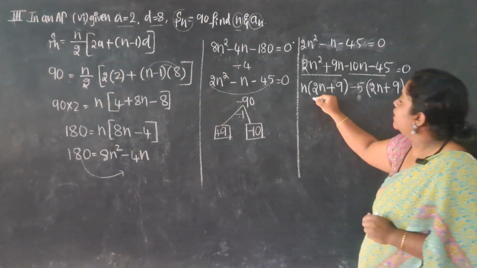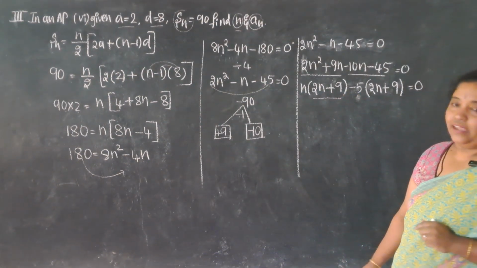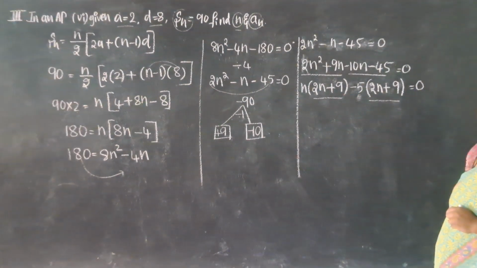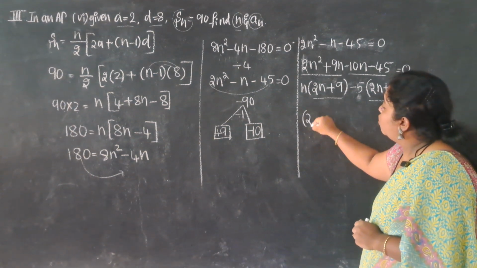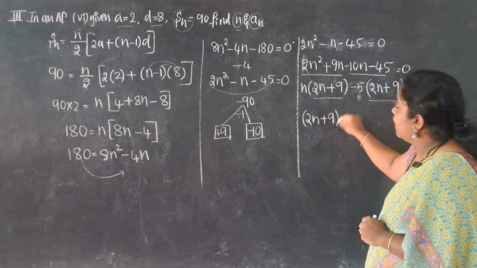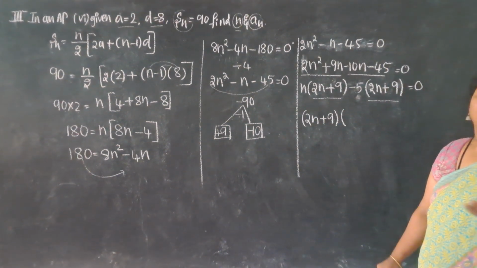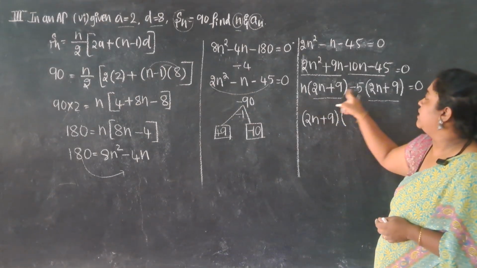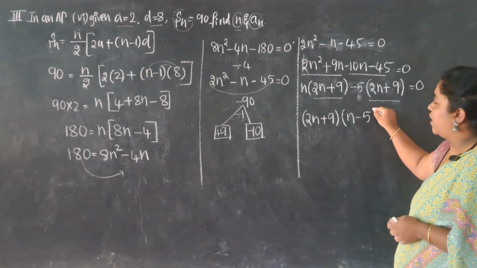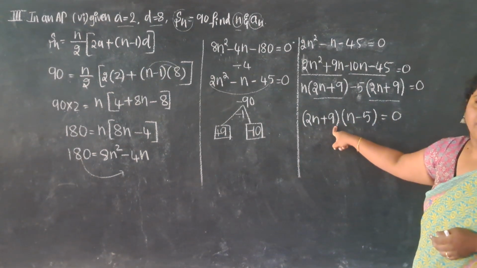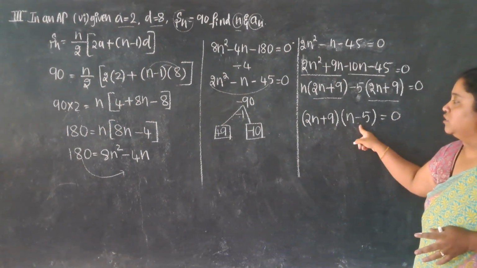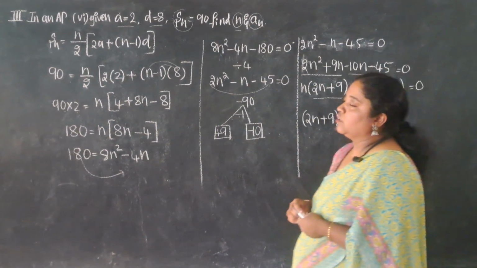You just see, here also I have got 2n plus 9, and here also I have got 2n plus 9. So overall 2n plus 9 can be taken out. If 2n plus 9 is taken out, what is left, dear? n minus 5. So now I got the two factors of the given quadratic equation.